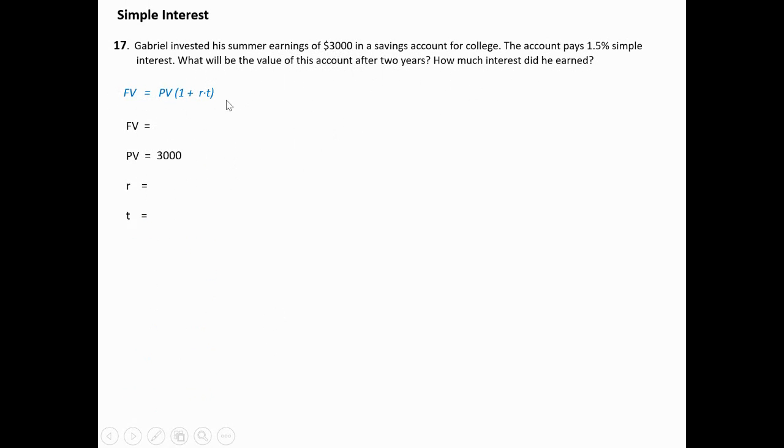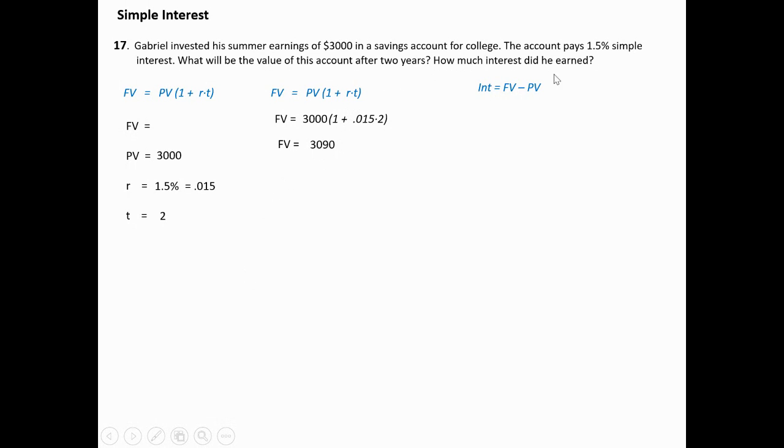The 3,000 is how much Gabriel invested right now. My r will be the number with a percent symbol, which is 1.5%. You convert that into a decimal, and it's going to give us 0.015. And the time in years will be 2. So all we do is plug into the formula, and we use a calculator, and that's our result. So this is my answer for the future value. This is how much money will be in the account.